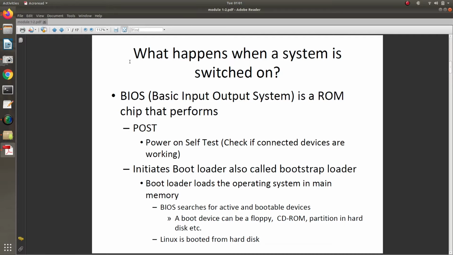The BIOS brings the operating system from any bootable device that is connected to the machine. So it could either be the hard disk or any other bootable device like floppy disk, CD-ROM, or even a partition in the hard disk. So Linux is an operating system that is booted from the hard disk in general. Okay. Now moving on.